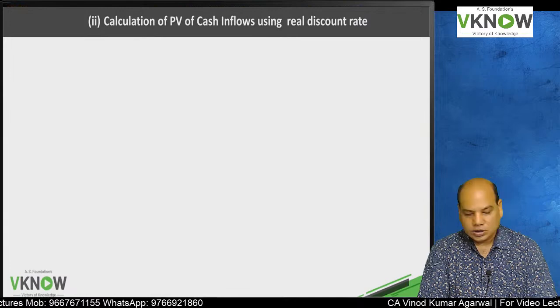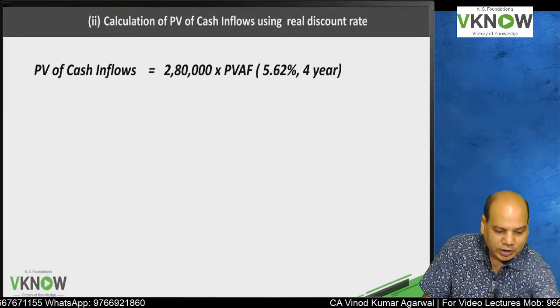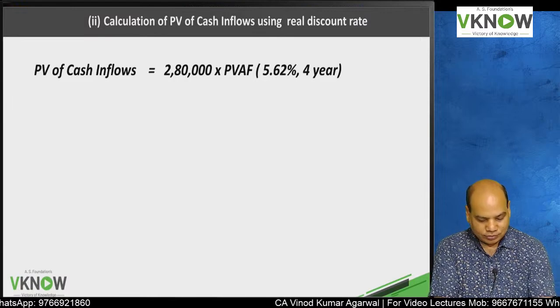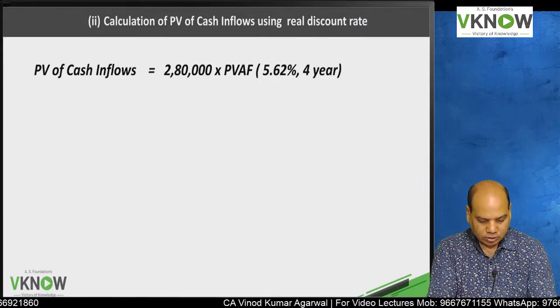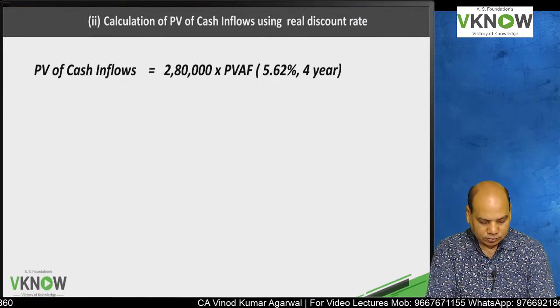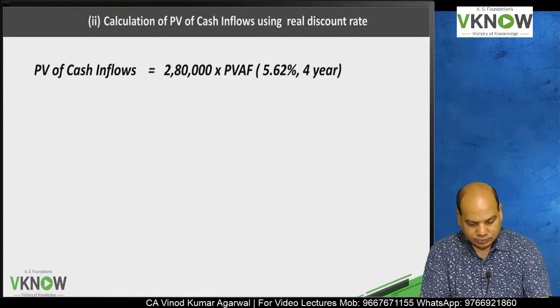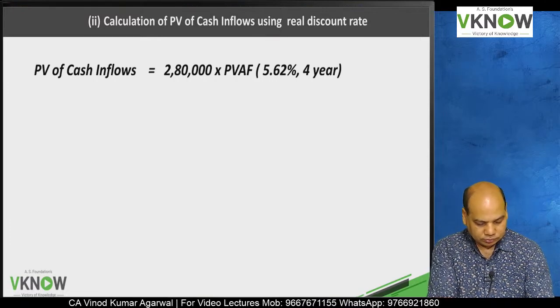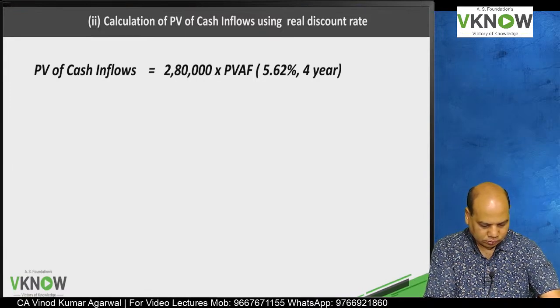I am waiting for your answer. You are waiting for me and I am waiting for you. Please reply. PV of cash inflow is 2,80,000 into PV annuity factor. I am waiting for you. Please reply.